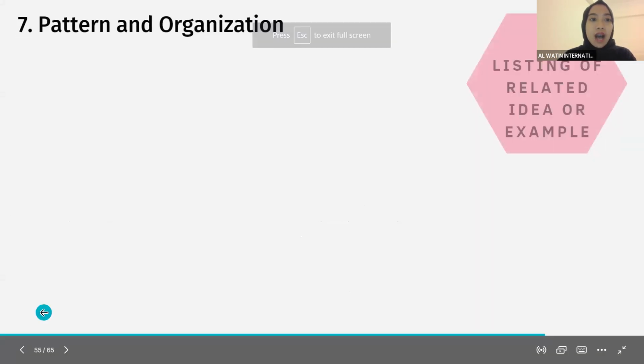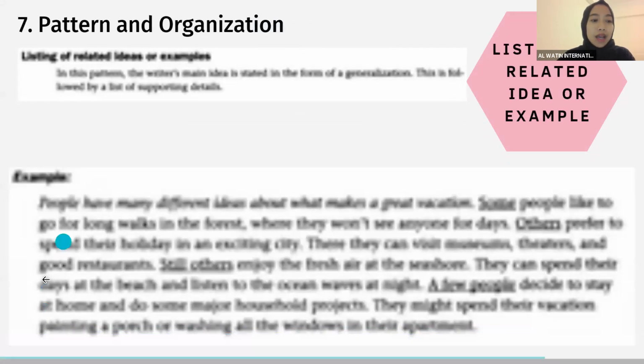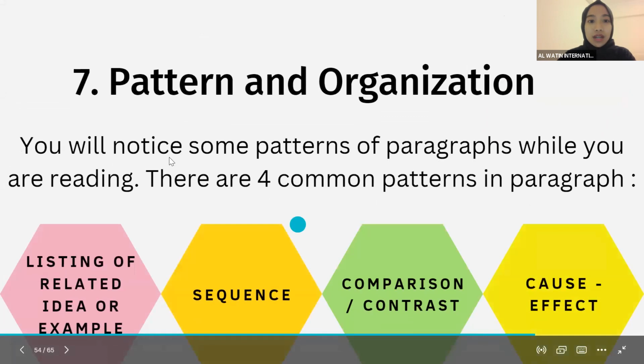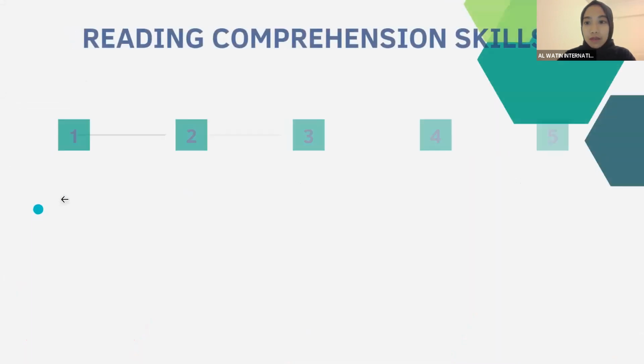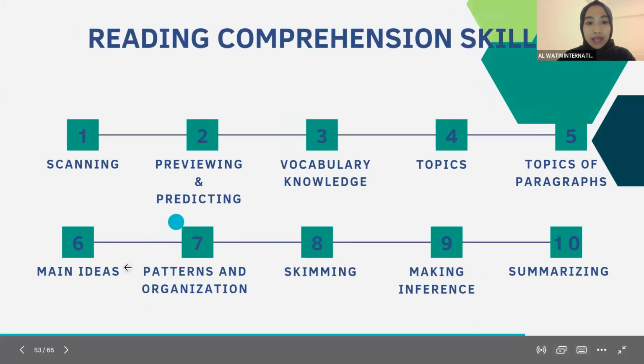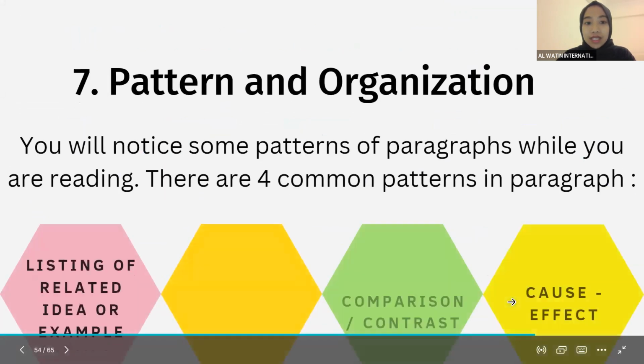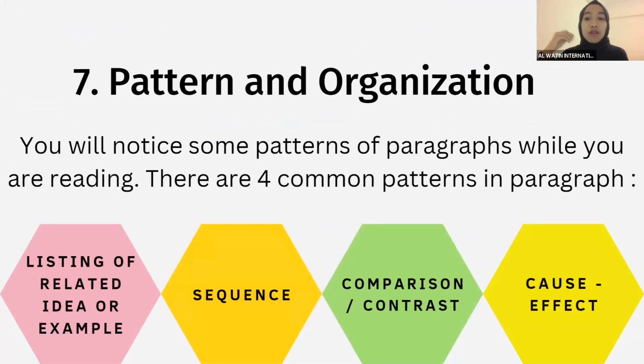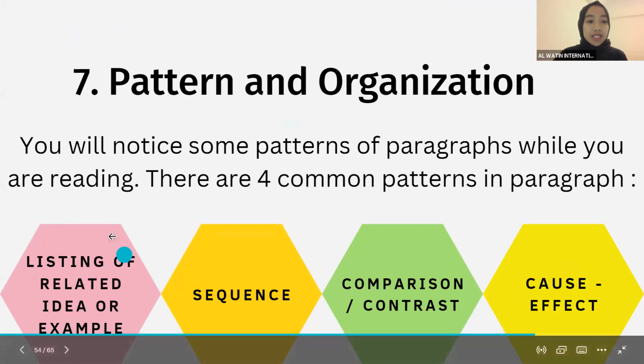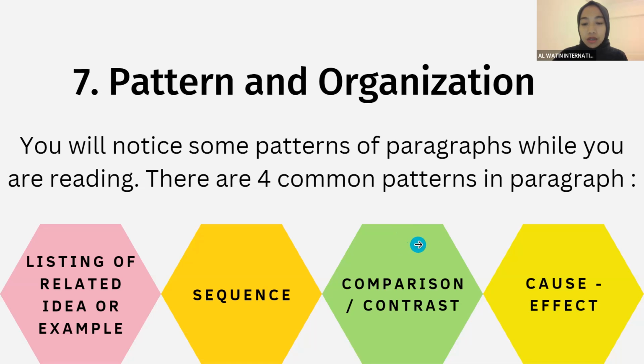So yesterday, other than discussing main ideas, we also started part 7. Remember, I will go back to the line here. We finished number 1 until number 6. Yesterday, we started number 7, patterns and organization. In a paragraph, the writer usually writes 4 types of pattern. The first is listing, the second is sequence, the third is comparison or contrast, the fourth is cause and effect.